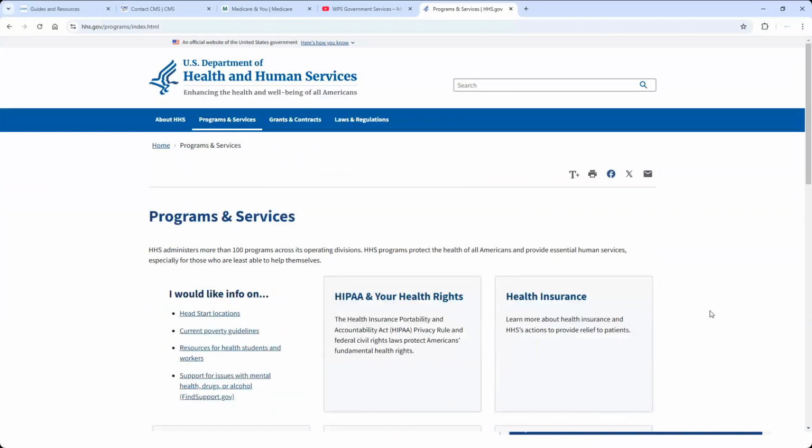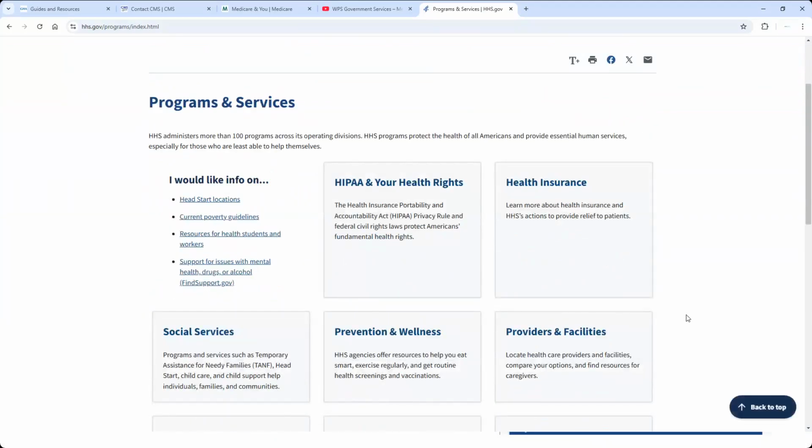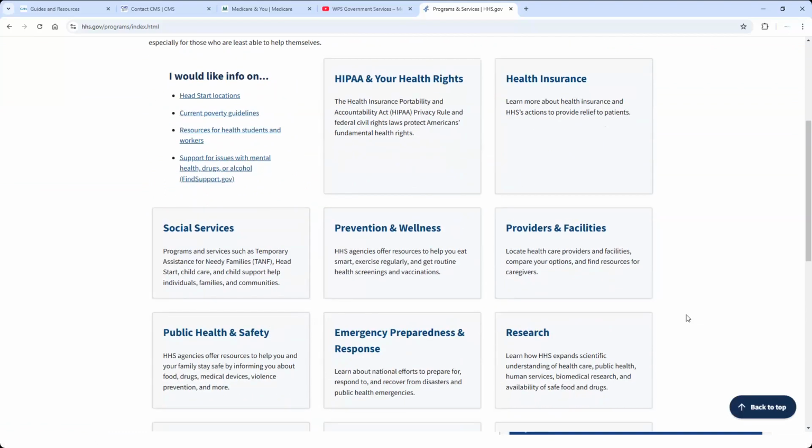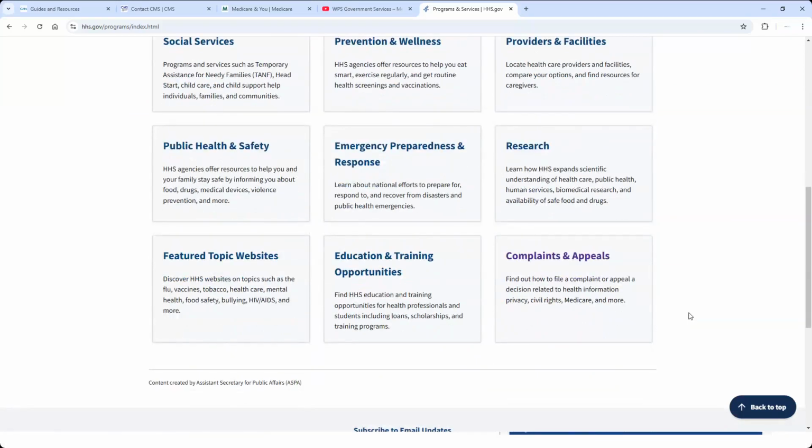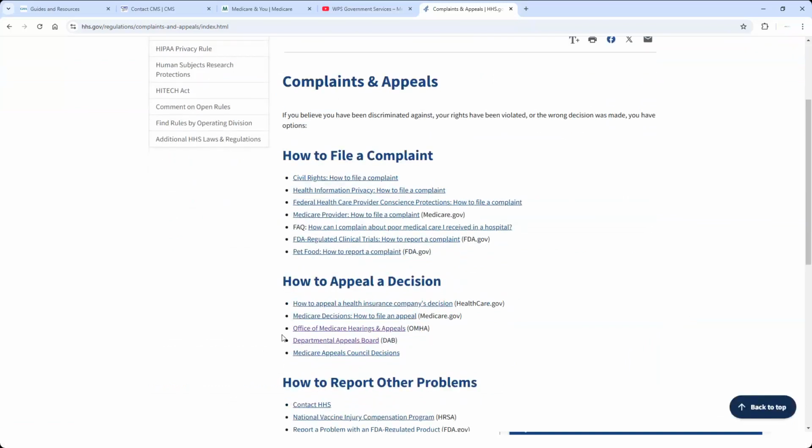And then if we're looking for the stuff that I was just talking about, if we scroll down, what are we looking for? And the answer is complaints and appeals, which of course happens to be in the lower right corner. And if you click on that, then you can find out how to file an appeal and do all those different things. But this is where you'll see some of the different pieces of information for you. Here's the Departmental Appeals Board that they were looking for. So that's that 4th level.